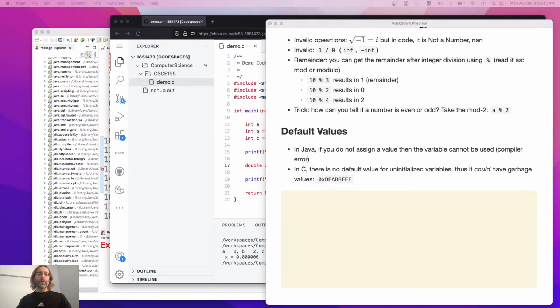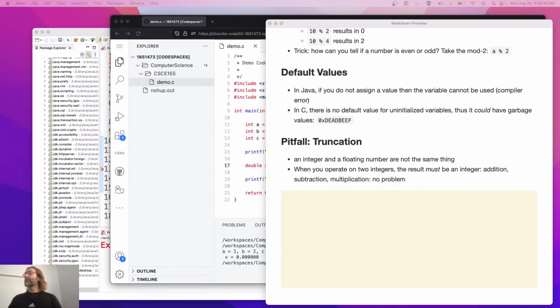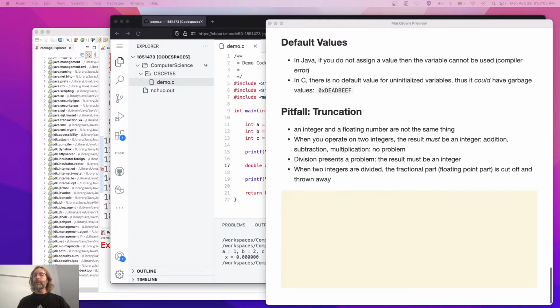Right? So let me go ahead and just cut and paste this. An integer and a floating point number are not the same thing. When you operate on two integers, the result must be an integer. No problems here with plus, minus, and multiplication because an integer plus an integer is an integer. An integer minus an integer is an integer, right? That's a closed set. But when it comes to division, it presents a problem. When two integers are divided, the fractional part, the floating point part, is cut off and thrown away.